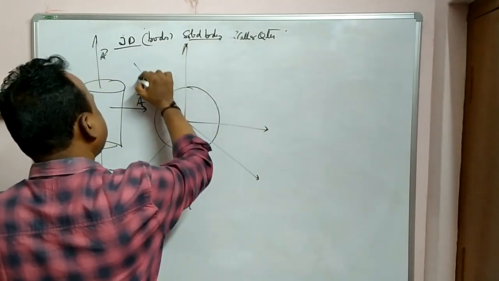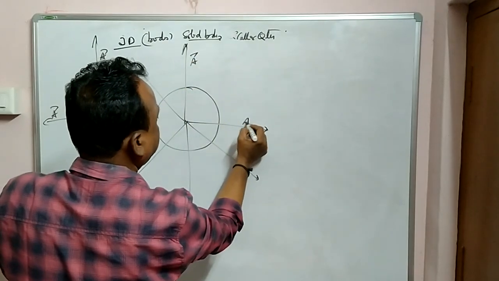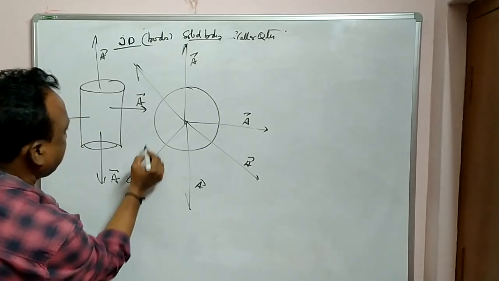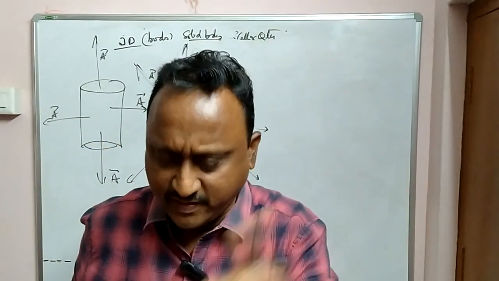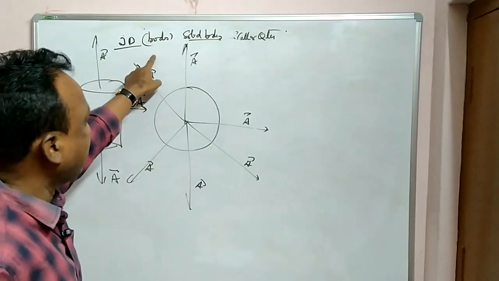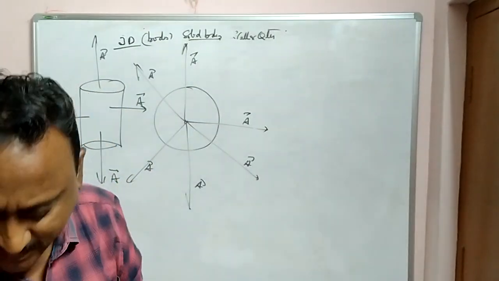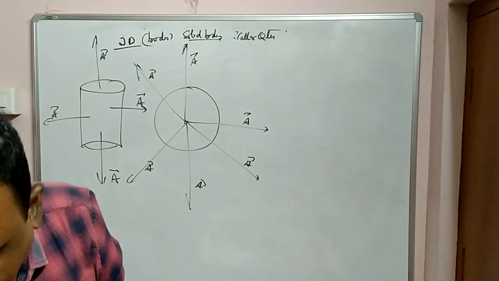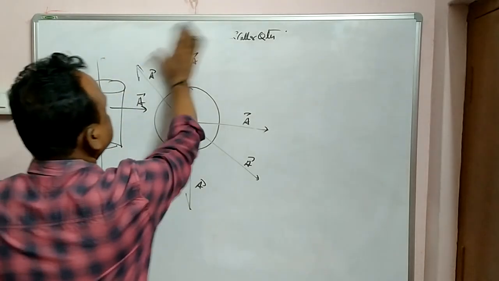For 3D figures, the area vector dA or A, whatever it is, is always outside, please. Even if you take a small element dA, it is always pointing outside for 3D, whereas for 2D it may be outside or inside. Please make a note of this. Okay, clear? Right?